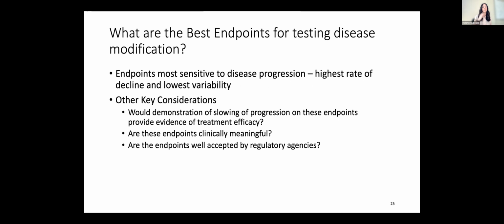And I've talked about this a little bit already, but I'll just go over it a little bit more. Essentially what that means in a progressive disease is that we want to choose an endpoint that's most sensitive to disease progression. We want to pick the endpoints that have the highest rate of decline and the lowest variability. And of course, there are other key considerations, and some of these are very important.